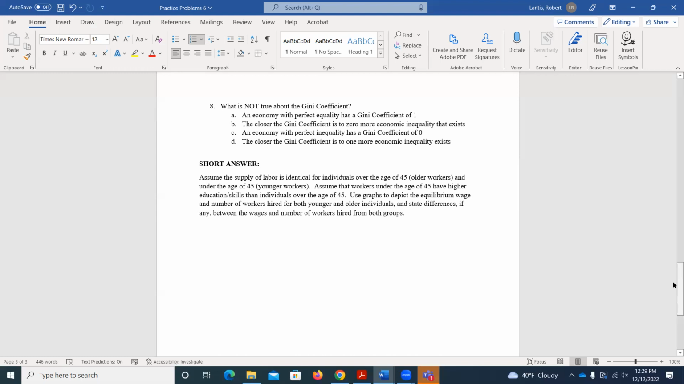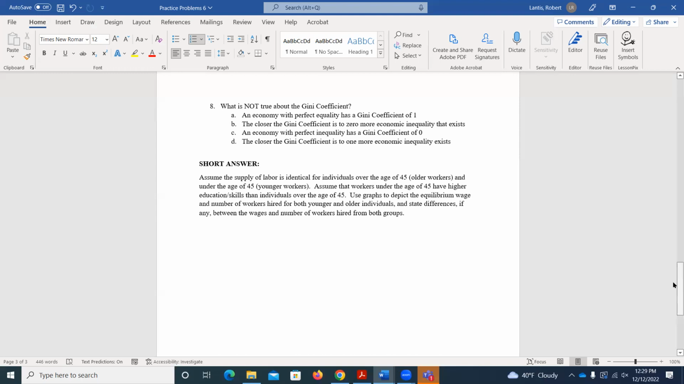My supply decrease increases wages, and my demand increase from these higher skill levels also increases wages. So I can say with 100% certainty that wages of younger individuals are going to be higher. So my total effect, the combination of these two things, is that I know younger workers will have higher wages.